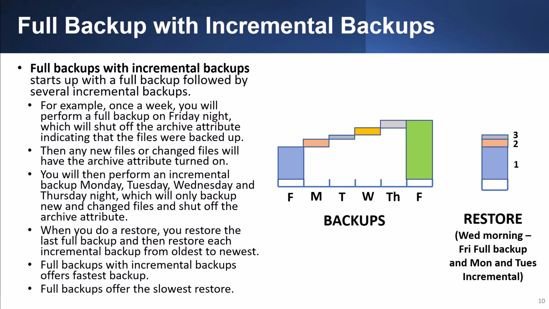You will then perform an incremental backup Monday, Tuesday, Wednesday, and Thursday night, which will only back up new and changed files and shut off the archive attribute. When you do restore, restore the last full backup, and then restore each incremental backup from the oldest to the newest. Full backups with incremental backups offer the fastest backup, but the slowest restore.